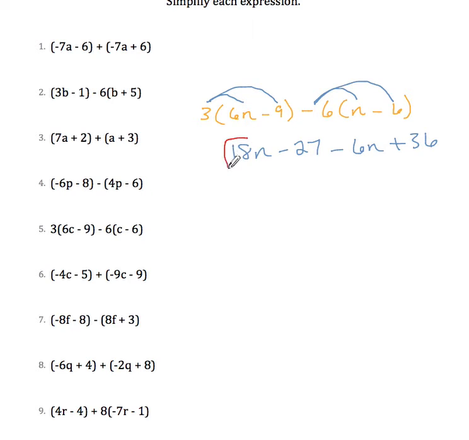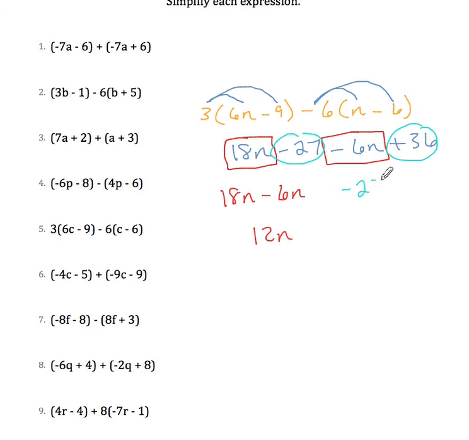All right, so let's do our like terms. So we have 18n here, and then minus 6n. So 18n minus 6n is going to equal 12n, and then we have negative 27 plus 36, and that's going to equal a positive 9. So I'm going to write plus 9. So here's the expression in its simplest form.